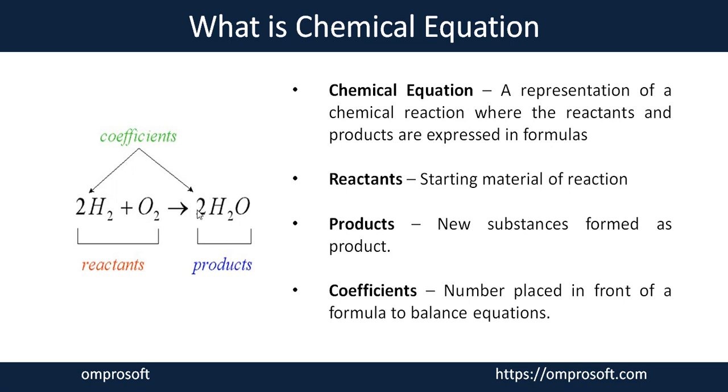So here the water is our end product. Now you can see here I mentioned a 2 in front of the reactant and product. This 2 is nothing but a coefficient. We need to mention it in front of a reactant or product. Why do we need to mention that coefficient? Because we need to make the equation in a balanced form. It's completely in accordance with the rule of conservation of mass.